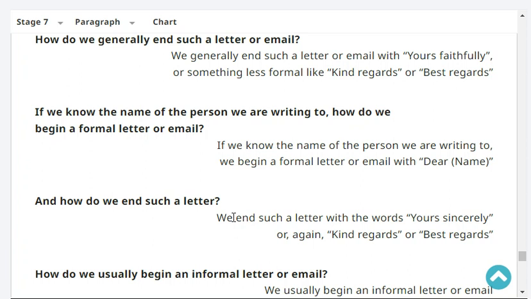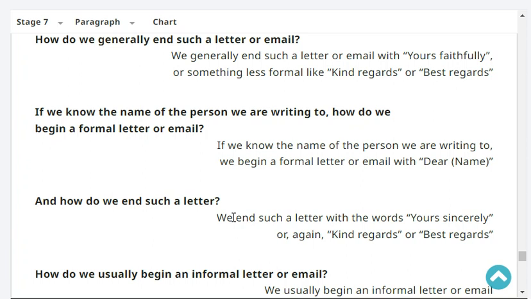If we know the name of the person we are writing to, how do we begin a formal letter or email? We begin a formal letter or email with the word Dear and then their name. Very good.